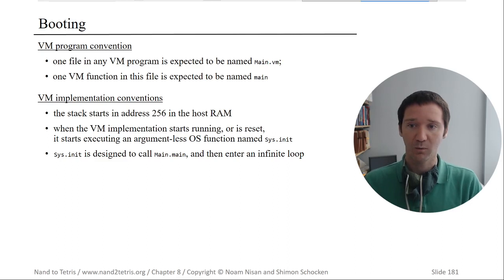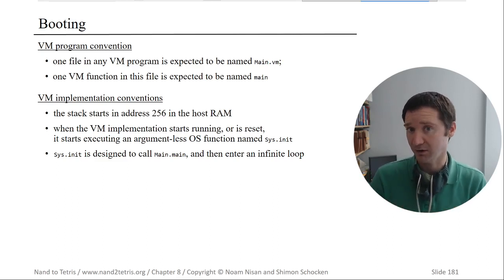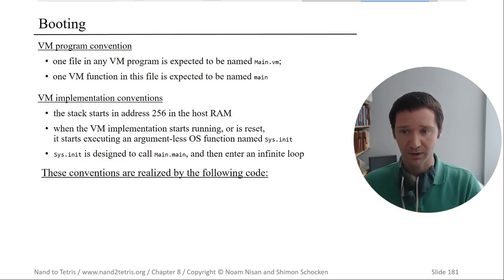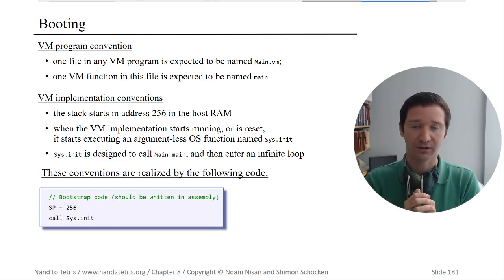And then whenever the VM starts running or resets, what we're going to do is start an argument-less function called Sys.init. And that is going to be designed to call main.main and then enter an infinite loop. So in case main ever returns, we would then be in a loop. So to boot, that means we need to set our stack pointer equal to 256. We call Sys.init, and that's it. That's how we boot a program.